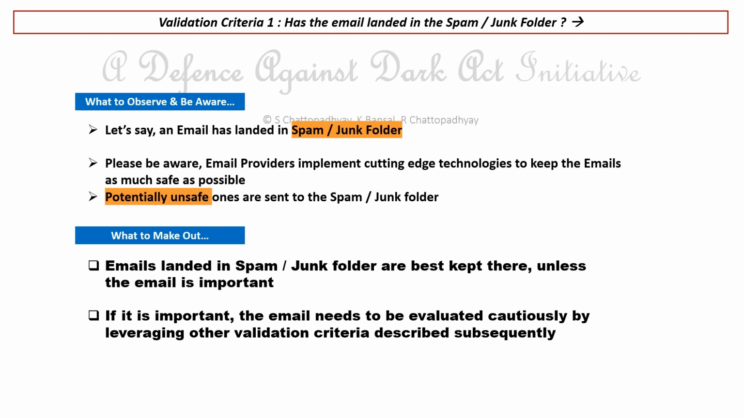Now, we'll be discussing the investigation methods, and the methods are captured here in the form of validation criteria. So here comes criteria number one. You should first be aware of the spam folder, the junk folder that you see in your email provider's client, and you also see that there are quite a few emails that are automatically landing onto that folder.